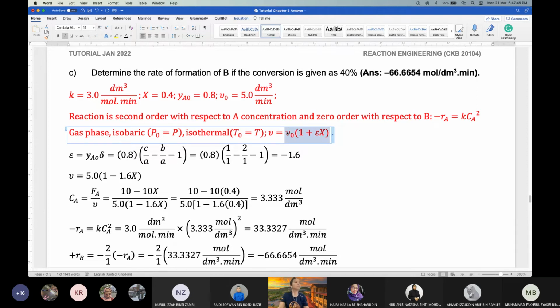Okay, so first of all, inlet volumetric flow rate. Kita given in the question, the inlet volumetric flow rate is 5 dm cube per minute. So v naught ni settle. Dalam bracket 1 plus epsilon x, epsilon ni pun kalau kamu ingat ada equation, ada sub-equation lagi. So what is this epsilon?